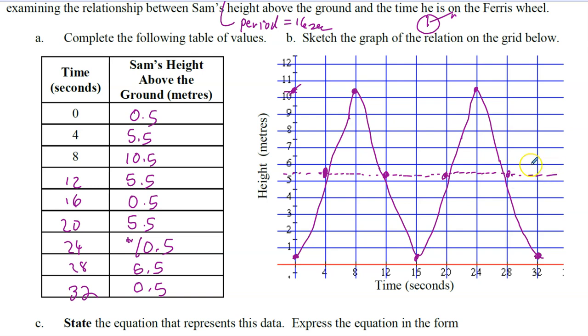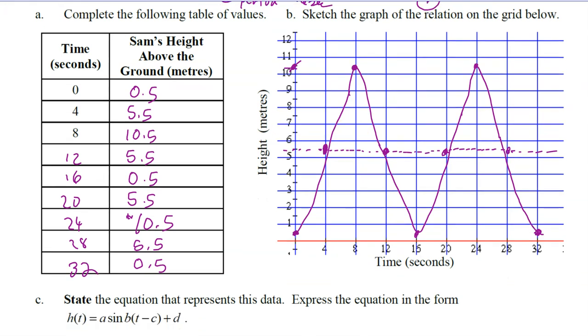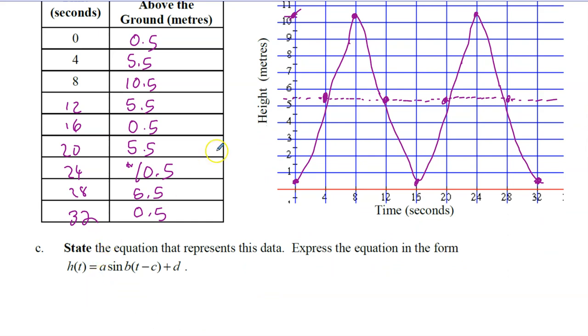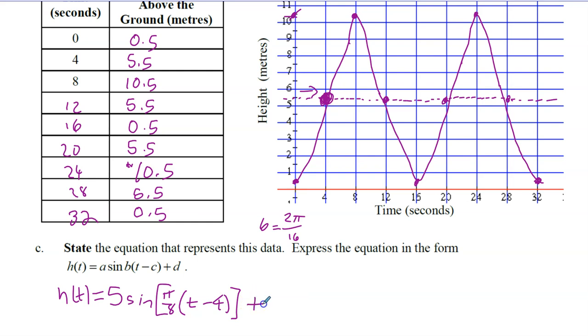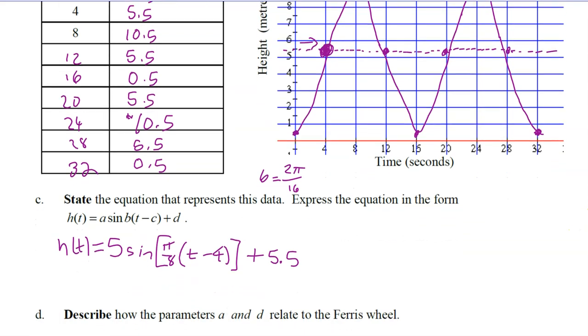All right, so we know that a is 5 in this form, a sine. For a sine function, it's going to be right 4. So h of t is equal to a sine b, so usually we throw a square bracket down there. A, the amplitude, is the radius, 5. We know the period is 16 seconds, so b is 2 pi over 16, pi over 8. The period is from the min to the min. Then t minus 4, because we're going right, plus d, which in this case is the height of the hub, or the center of the wheel.